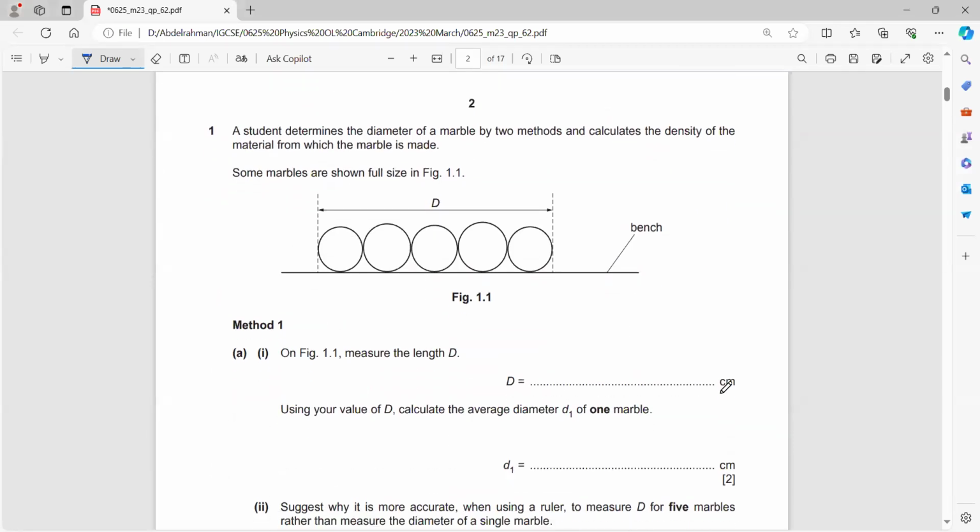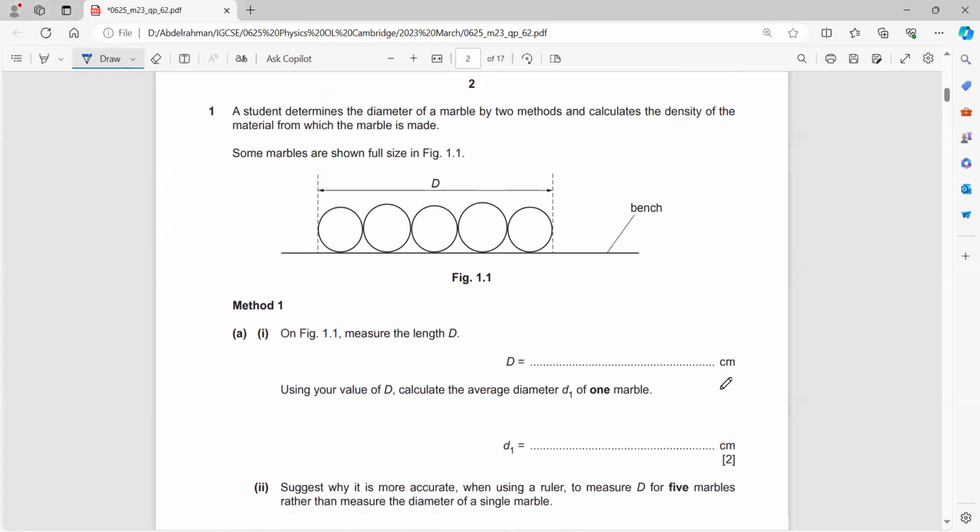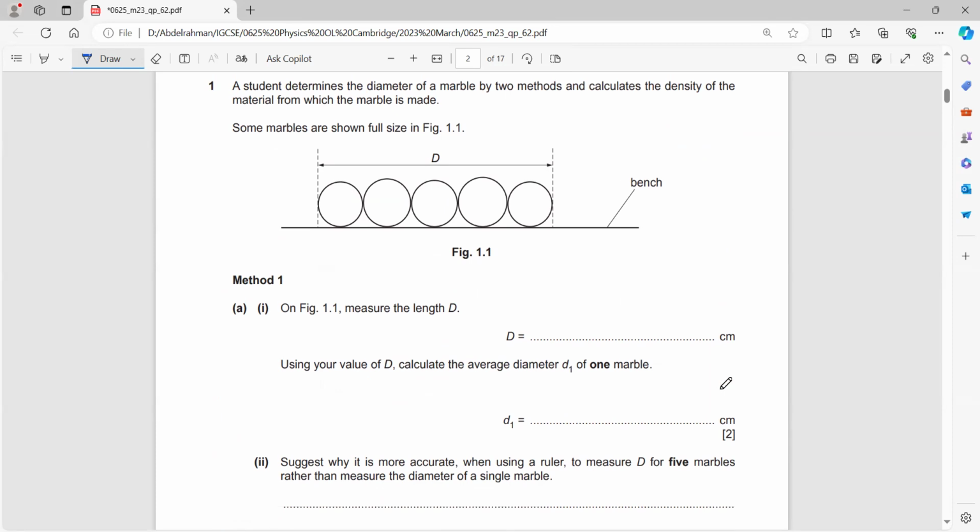Question 1. Soon determines the diameter of a marble by two methods. He calculates the density of the material from which the marble is made. Measure the length D using the ruler, and then using your value of D, calculate the average diameter D1 of the marble.